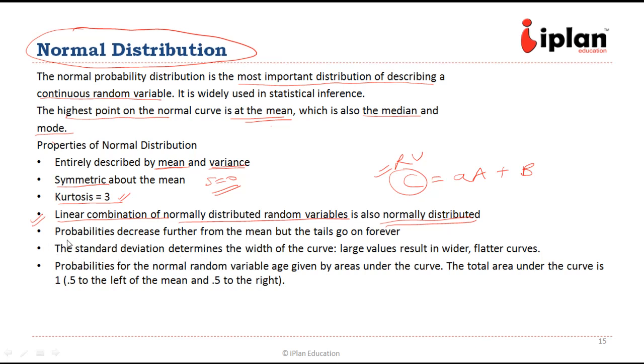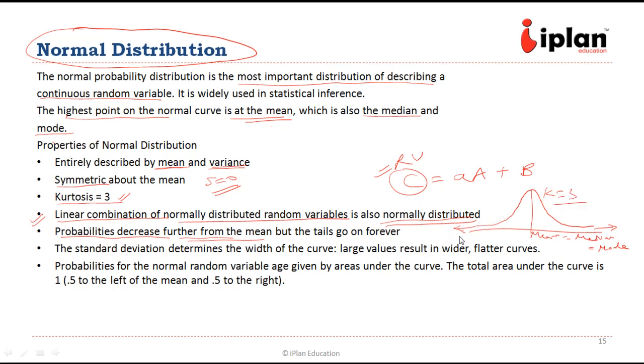Another property is that the probabilities decrease as we move far from the mean, but the tails are endless. For example, if we draw the normal distribution curve, it will be something like this. There will be tails moving in both directions till infinity. This is the point where we have mean, median, and mode. This is symmetrical and mesokurtic. The kurtosis is equal to 3.